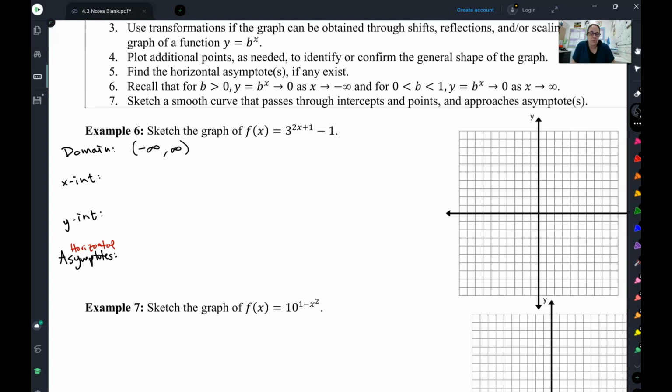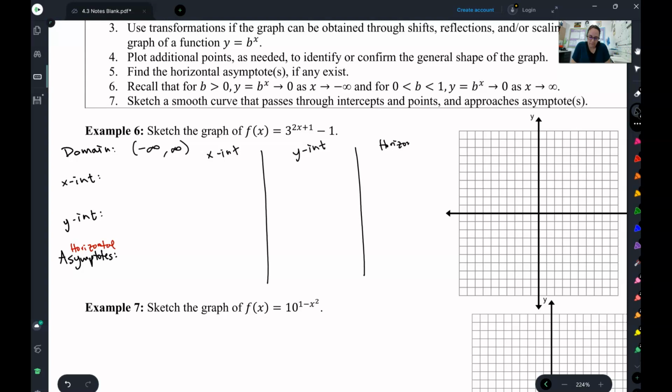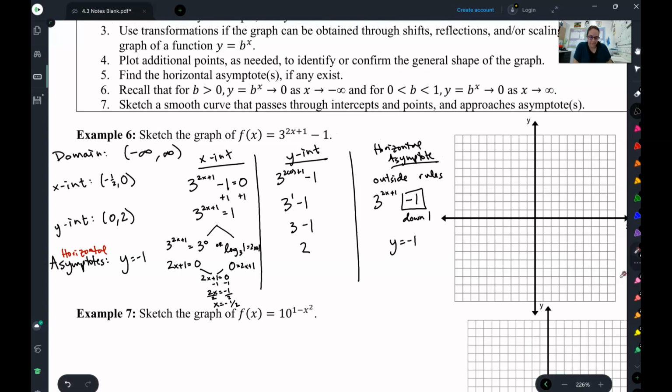So now that I've got those in place, because I know this is an exponential, I would like you to pause the video, try to actually find our three things, x-intercept, y-intercept, and horizontal asymptote, using the rules we just talked about in the last video, and then come back to see if you are right. Let's see how you did.